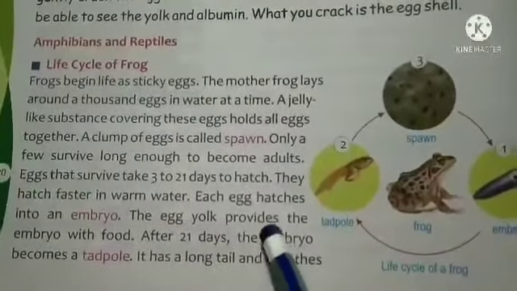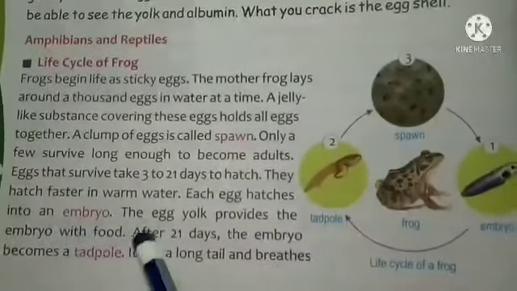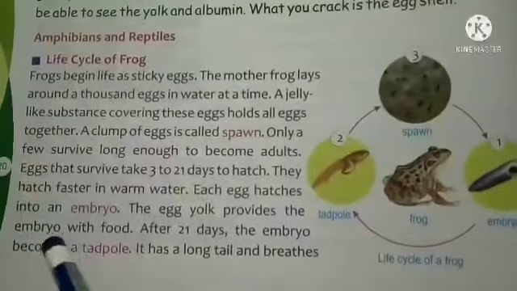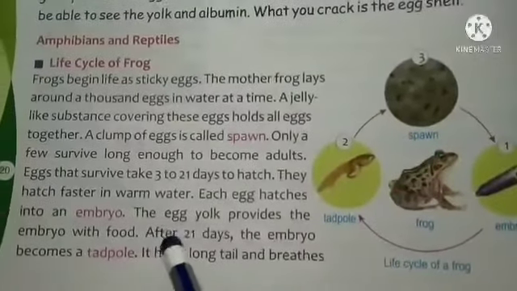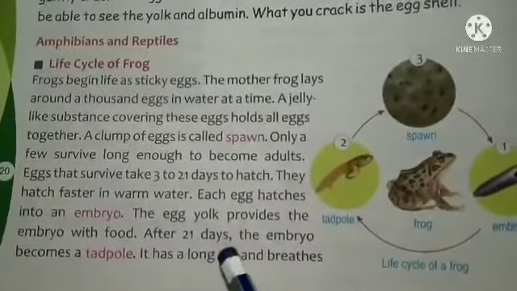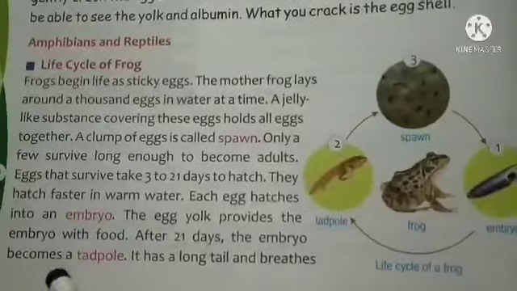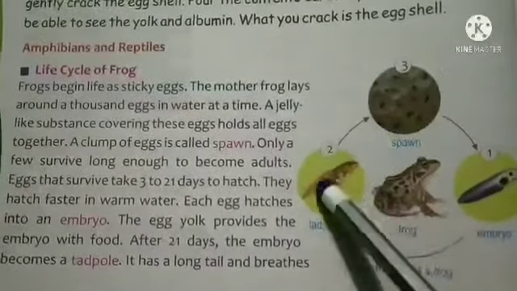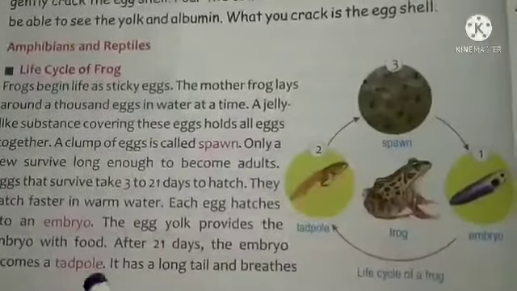The egg yolk provides the embryo with food. As we have already discussed, the yellow part of the egg provides food to the embryo. After 21 days, the embryo becomes a tadpole. You can see here the embryo becomes a tadpole.